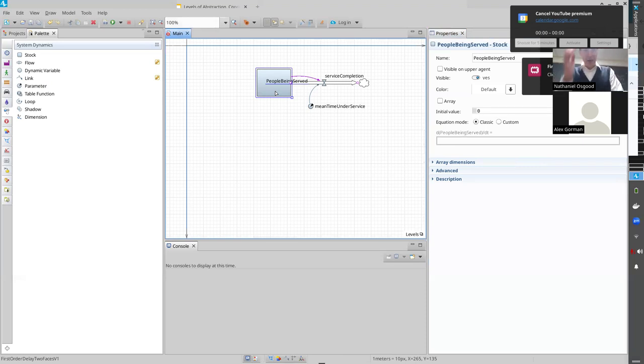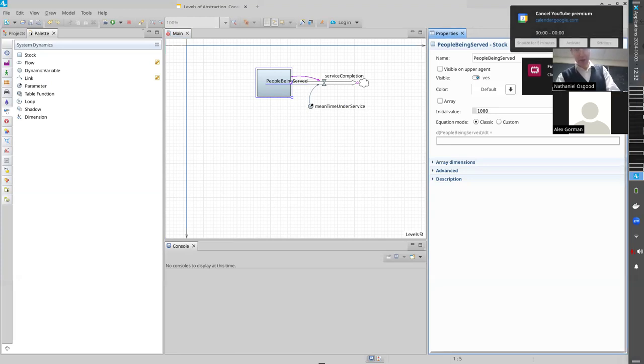Here. Okay. And let's make people being served 1,000 here. A thousand. That stands for 1,000 people. Okay. The unit of that stock is one person. The dimension is people. The unit is one person. So if we see this and if we run this, what will we see for the number of people being served? Tell me. What will we see?